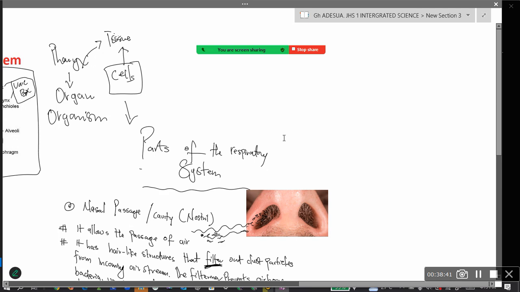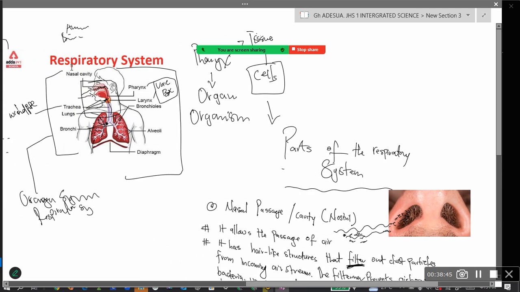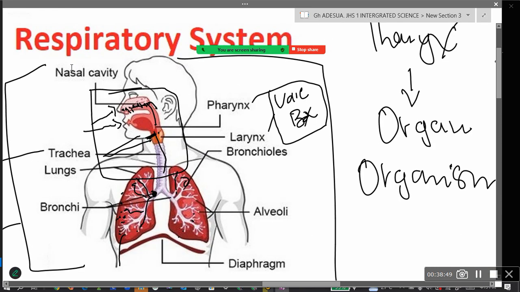Just take a look at how the pharynx looks in this image. You realize that, let's zoom this one and see how it looks. When I breathe through my mouth, it's definitely going to reach here. That is where the pharynx is. When I breathe through my nose, it's definitely going to reach here. So there's a connection between the nose and then the what? The mouth. You see the connection.